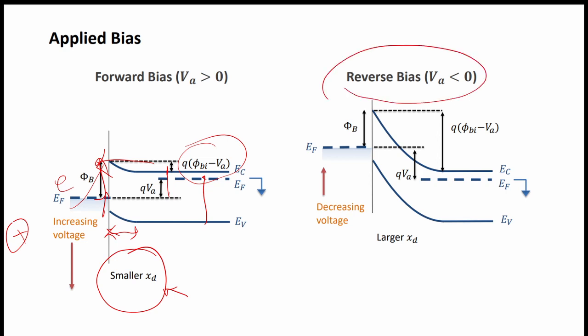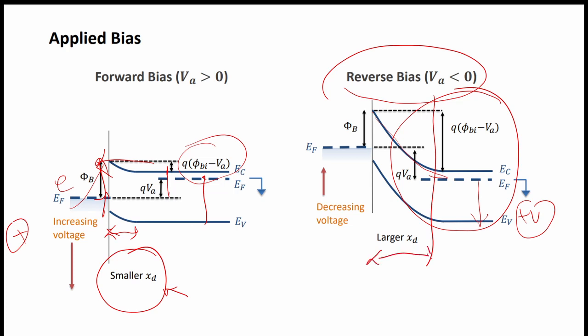Reverse bias means that if we are applying a positive voltage here, it will decrease the energy of the electrons on the semiconductor side. So the Fermi level will move down along with the bands, and there will be more bending at the junction. So the depletion region width W_D or X_D will increase.